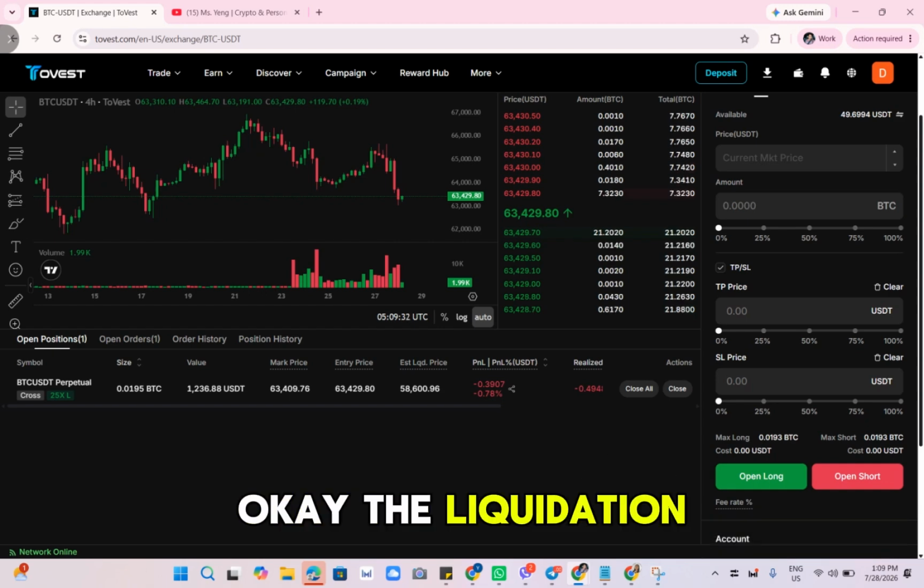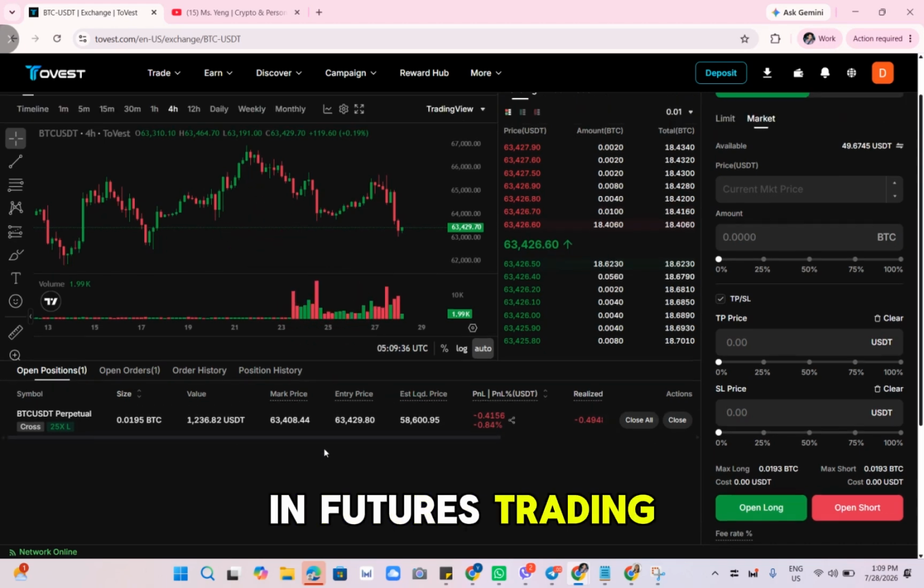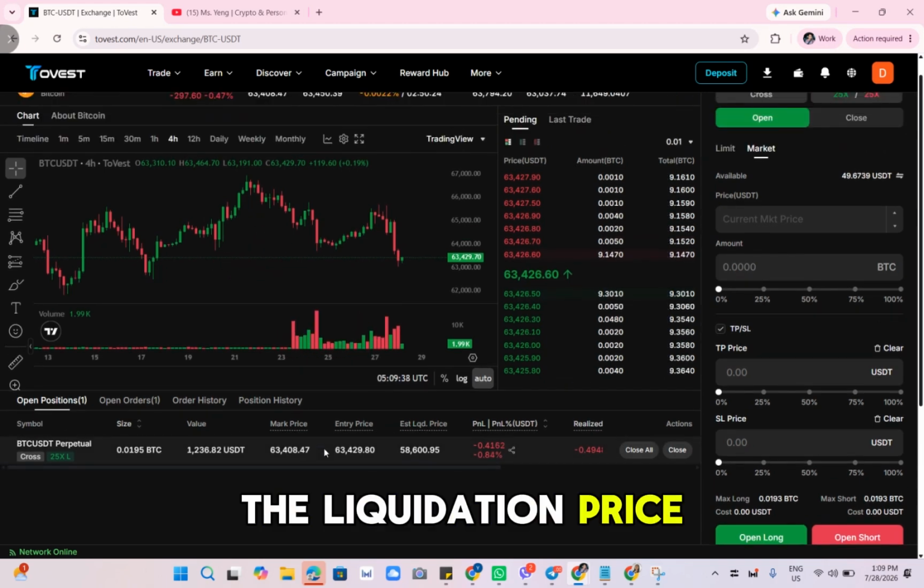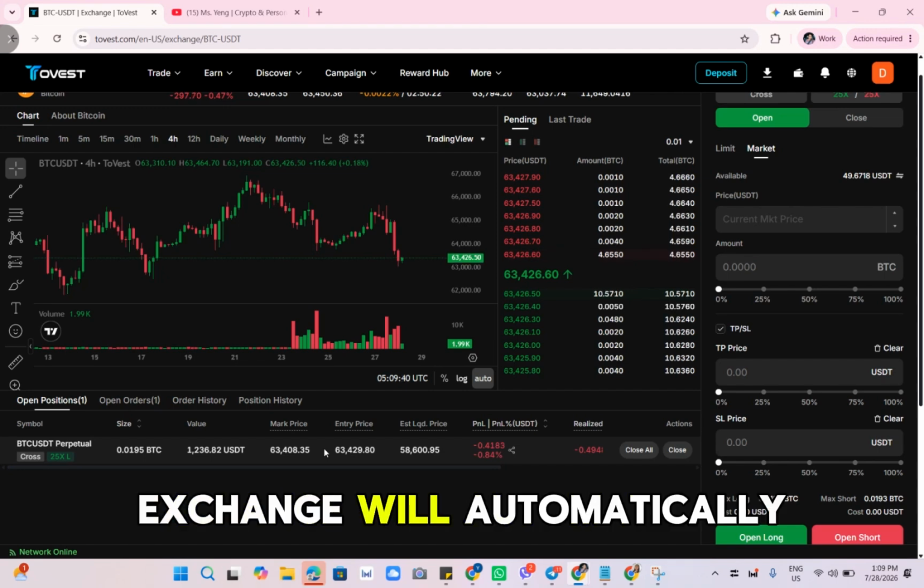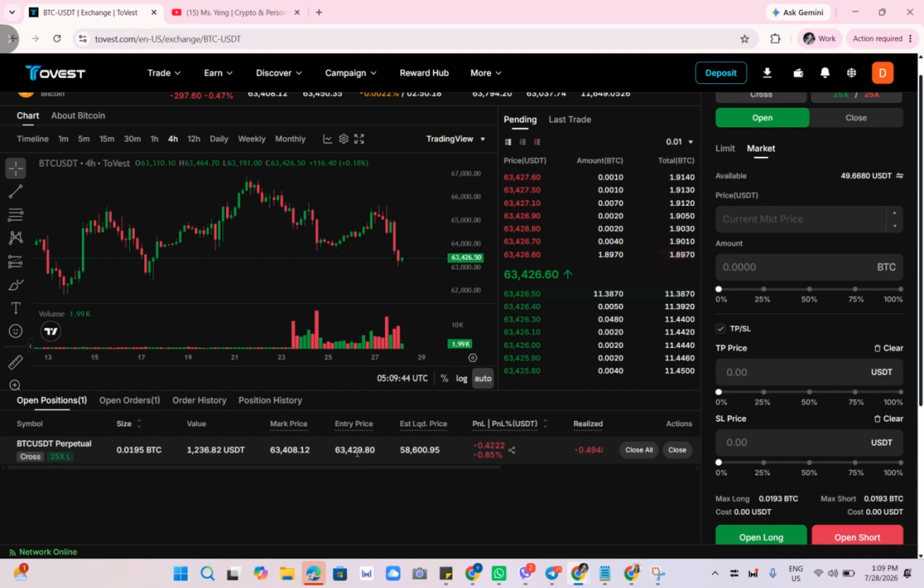Okay, the liquidation price, this is the most important number in futures trading. The liquidation price is the price at which the exchange will automatically close your position because your margin has been consumed. Lower leverage gives your trade more room to breathe. That's why it matters for risk management.